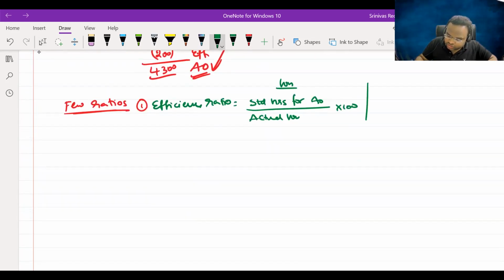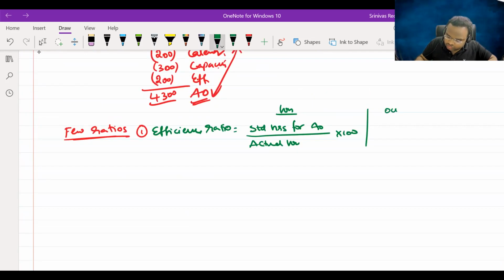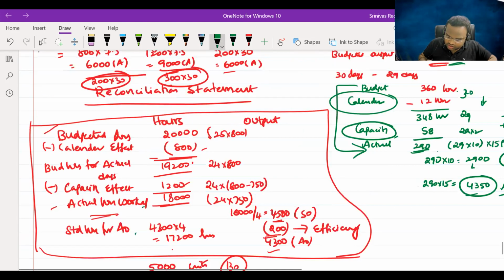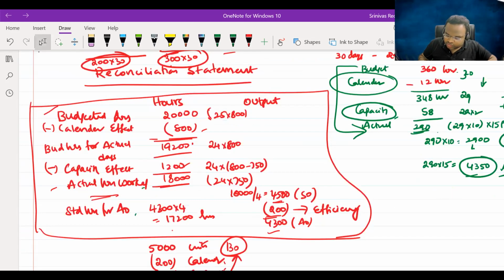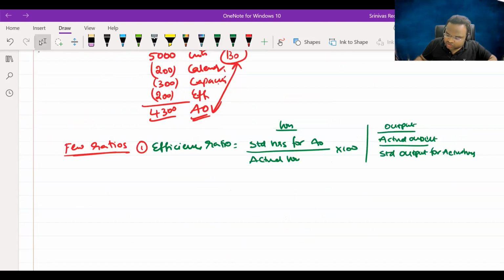In terms of output, actual output divided by standard output for actual hours. Because now if you see in this example, with 18,000 actual hours, I should produce 4,500, but I produced only 4,300. The 200 is because of efficiency variance.